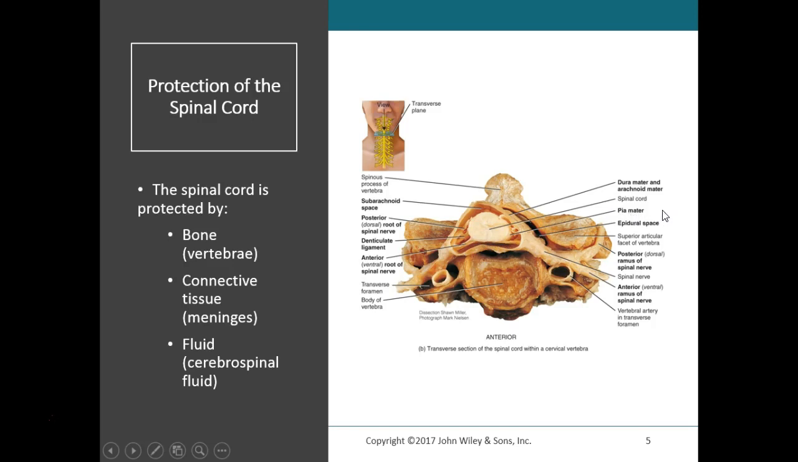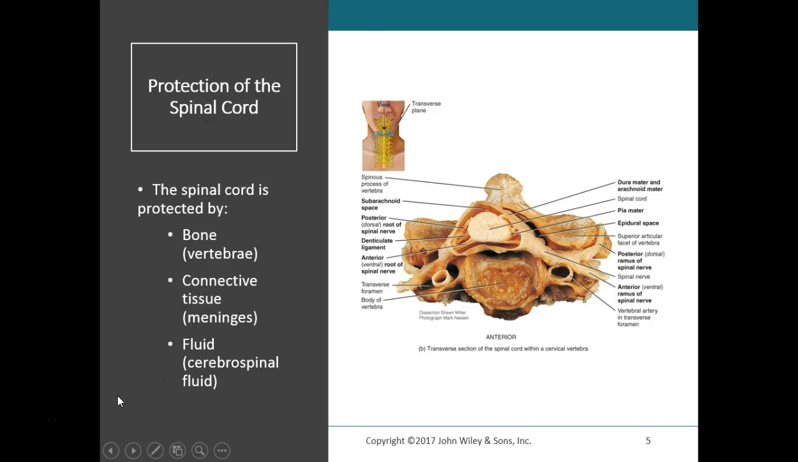Another thing that we'll talk about when we're looking at some of the procedures that can be done associated with this area will be the epidural space. So epidura, remember epi means upon and dura, so this is the area above the dura, so here is the epidural space.